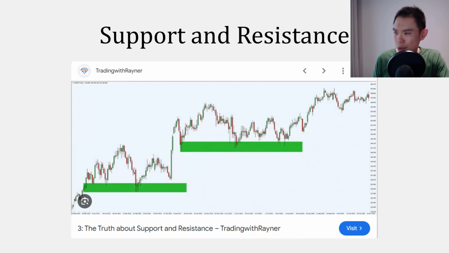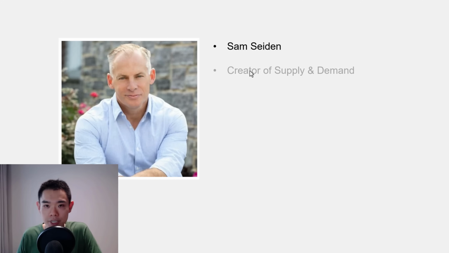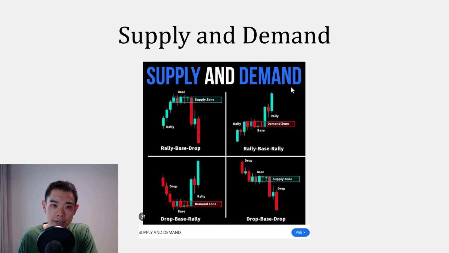Now, some of you might be thinking, but Rayner, order blocks must have a series of bars on the chart. That's what we mean by order blocks. If that's the case, then this man over here is probably where I would give credit for that concept. His name is Sam Sadin, the creator of the concept called supply and demand. He got into trouble with the law some time back, but we won't talk about that case because it's irrelevant. What's relevant is that the concept of supply and demand looks something like this.